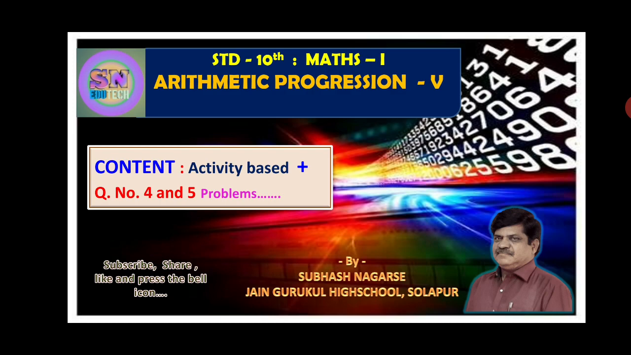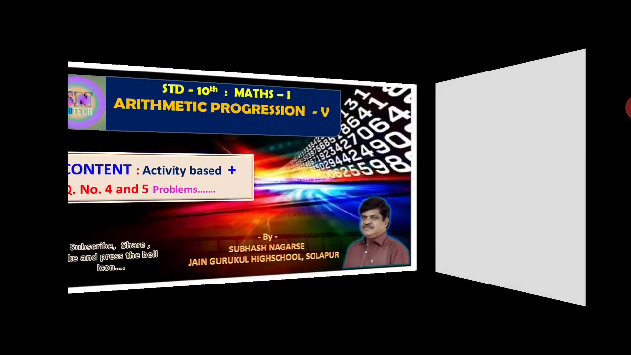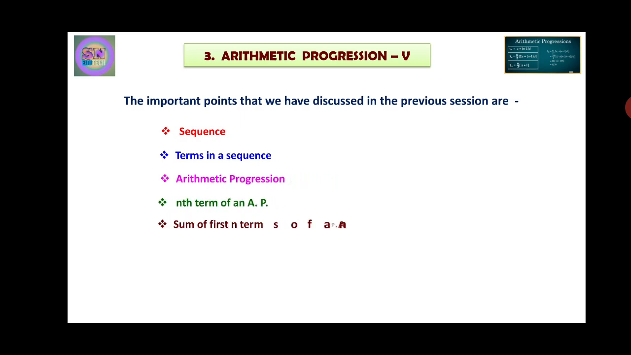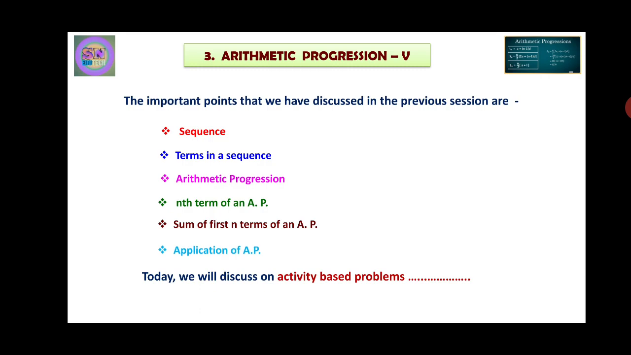Today we are going to discuss 10th Mathematics Part 1, Arithmetic Progression Part 5. Friends, in the previous sessions, Arithmetic Progression Part 1 to Part 4, we discussed the whole topic with the following important points: sequence, terms in a sequence, arithmetic progression, nth term of an AP, sum of the first n terms of an AP, application of AP. But today we will discuss the activity based problems and the questions that are important in question number 4 and 5. Friends, before discussing all this, let us revise the important formulas that we have discussed in this topic.